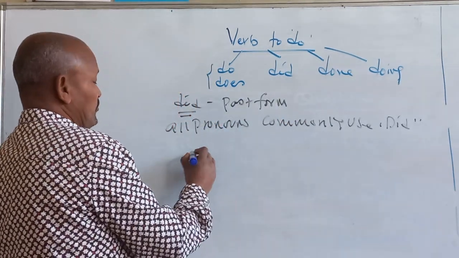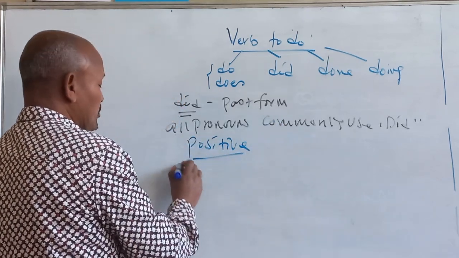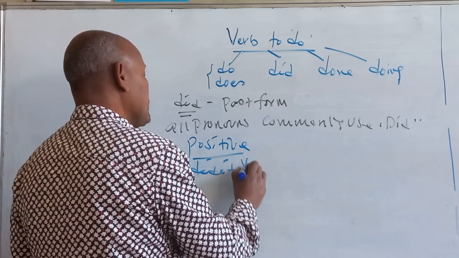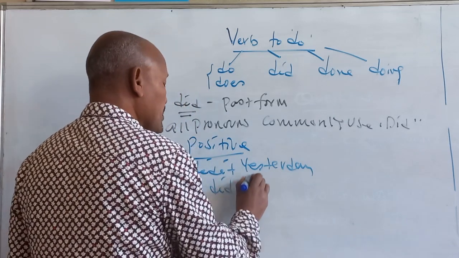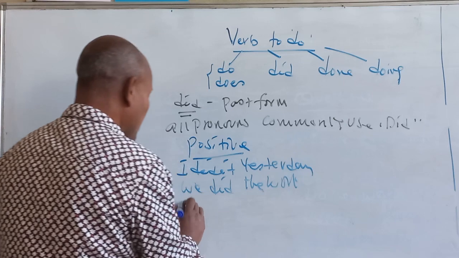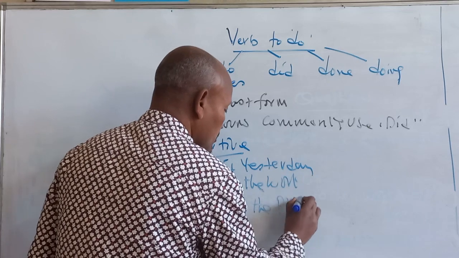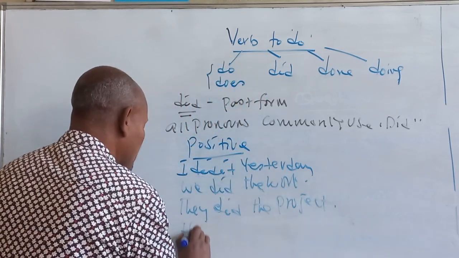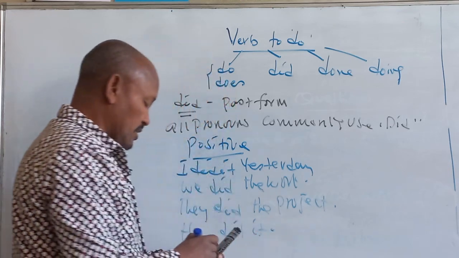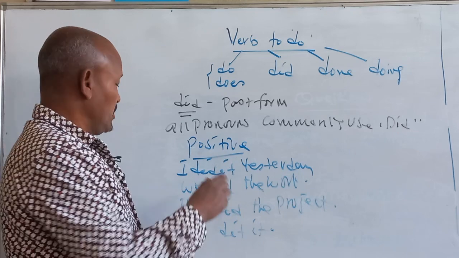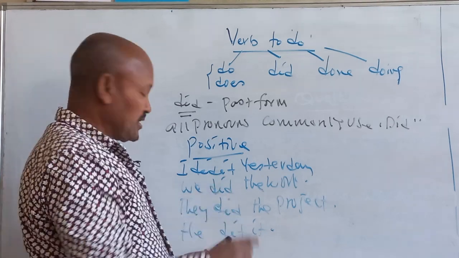Let me give you positive sentences here, like: I did the work. Look here, I did it yesterday. And we did it. Yes, we did the work. And they did the project. And he did it. Look, the example is here, positive sentences.